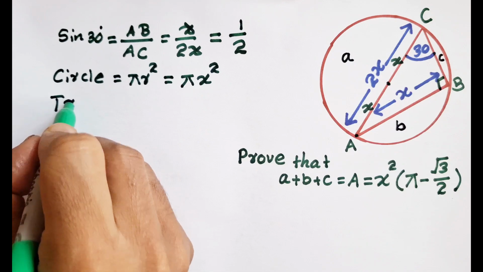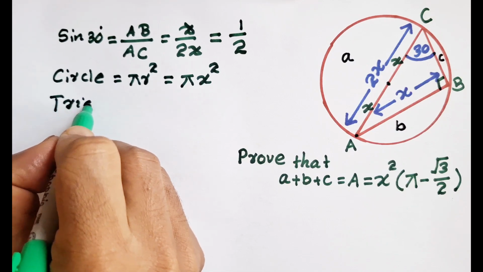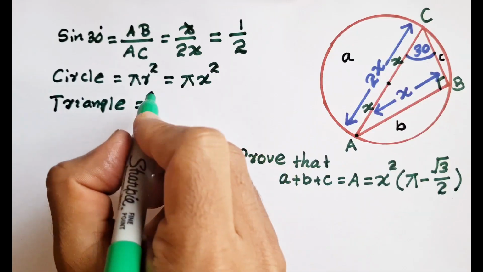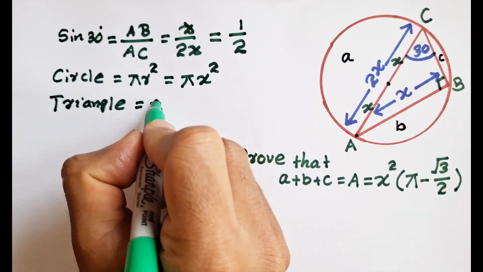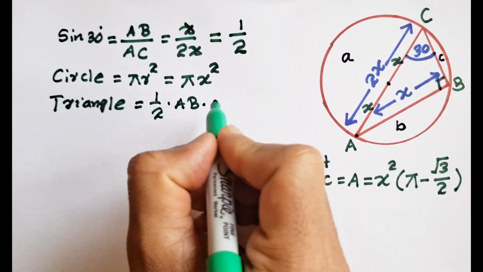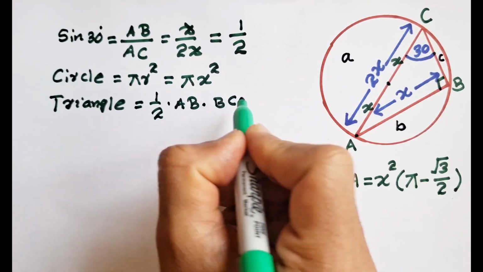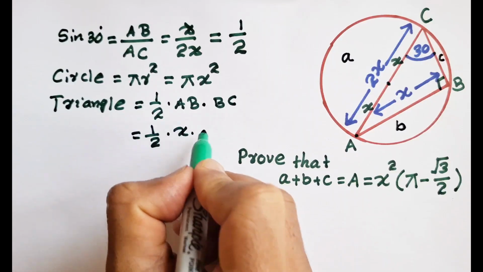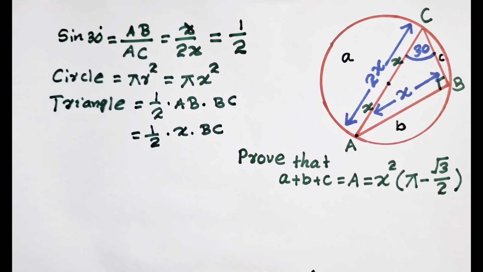Now the area of the triangle is equal to half times the base AB times the height, which is BC. Half times AB is equal to x times BC.